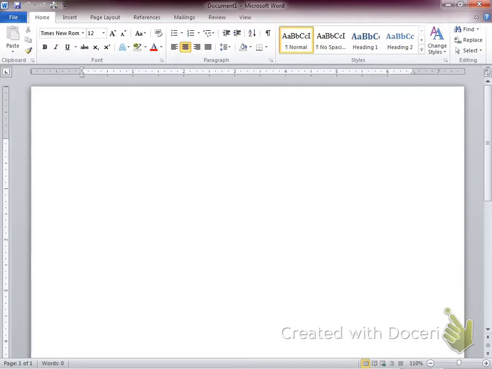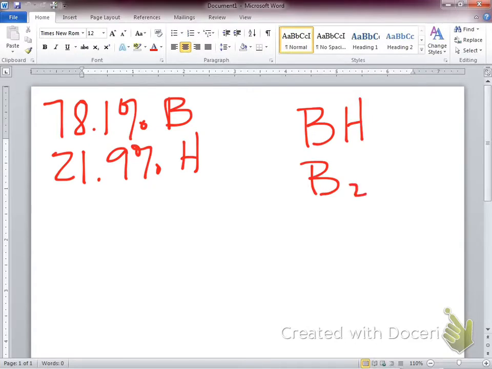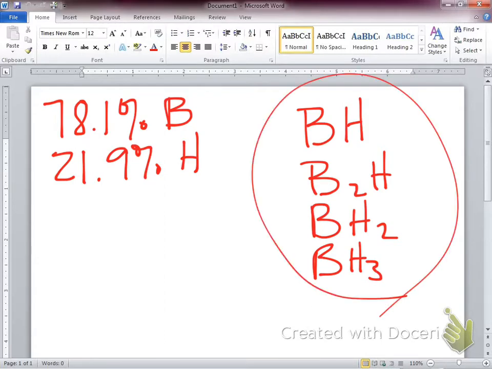Okay, so this says, assume we have 100 grams of a sample, and 78.1% of it is boron and 21.9% of it is hydrogen. So we have some unknown compound here, and we have to decide what's the empirical formula, what's the relationship between these. The relationship could be BH, could be B2H, could be BH2, BH3. There's a ton of different combinations that we could have if we only have two elements that make up a compound. Does that make sense? We have a lot of different combinations in terms of ratio of these elements.